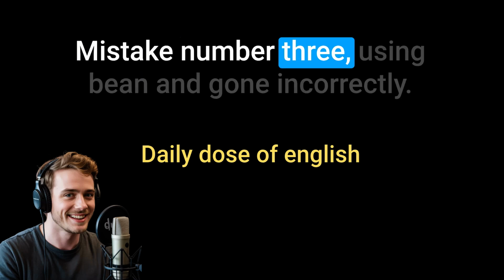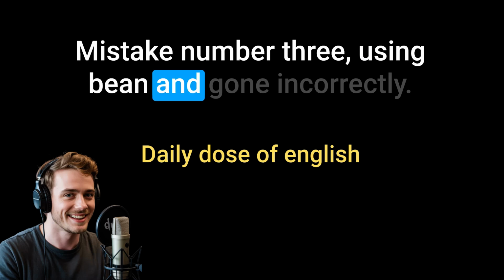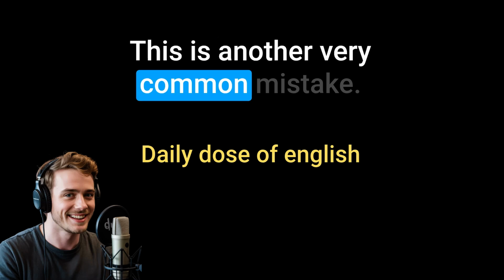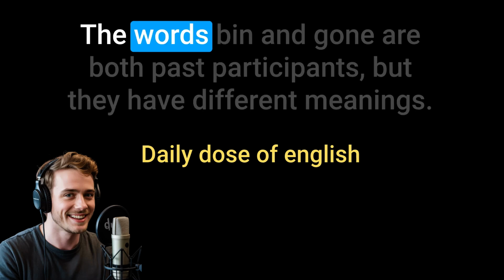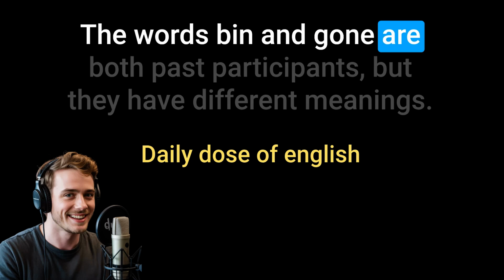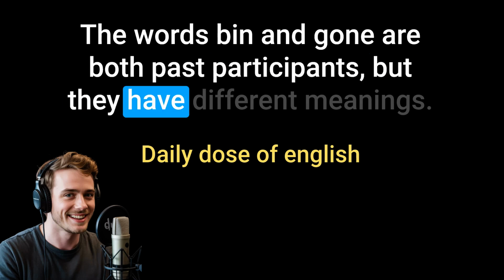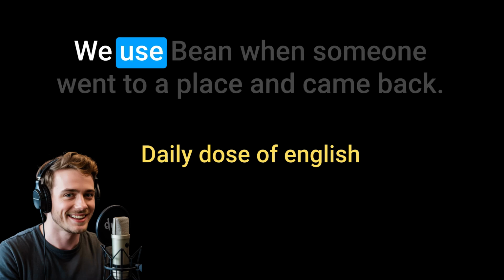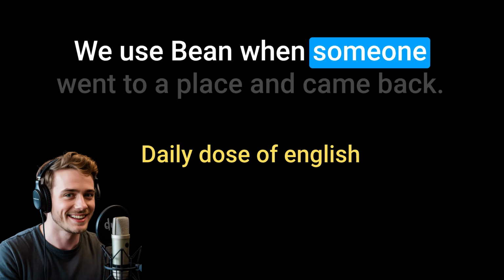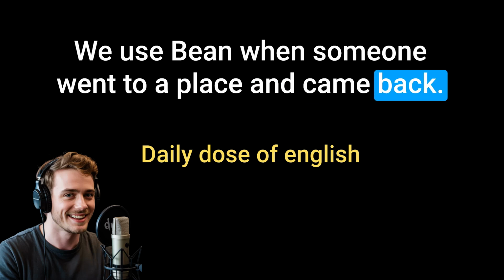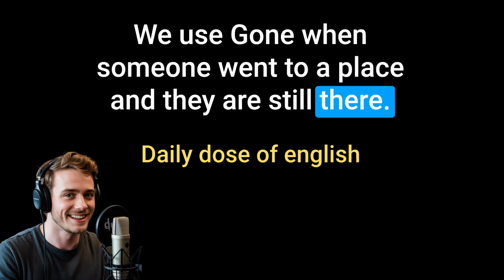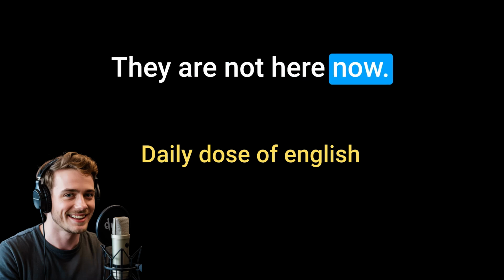Mistake number 3: using been and gone incorrectly. This is another very common mistake. The words been and gone are both past participles, but they have different meanings. Let me explain. We use been when someone went to a place and came back. They are here now. We use gone when someone went to a place and they are still there. They are not here now.